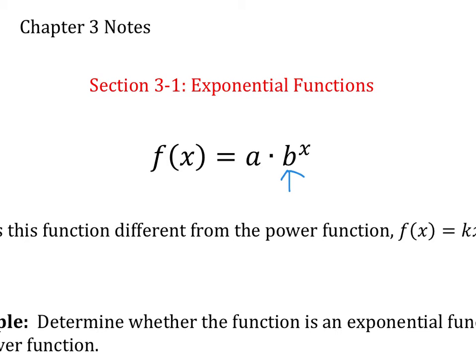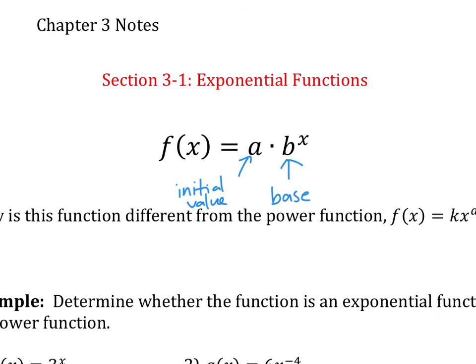So this b, where x used to be, is called the base. The base to an exponent of x determines the parent function of the exponential function. And then a here, in most cases, is the initial value. In most cases, but it is just kind of the coefficient of the function.